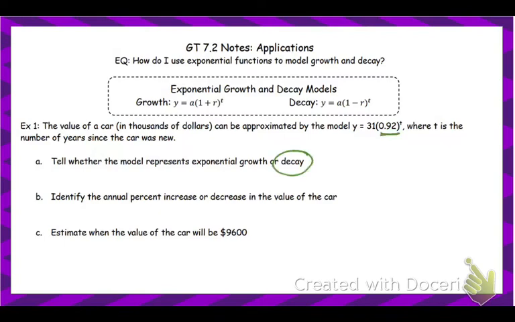and this is decay because that value right there of the base is less than 1. So the factor would be that 0.92. It would be at 0.92 times each time basically to figure out how much it's decaying. The percent increase or decrease, though, remember, is going to be 1 minus 0.92, which is 0.08. So that would be an 8% decrease there.